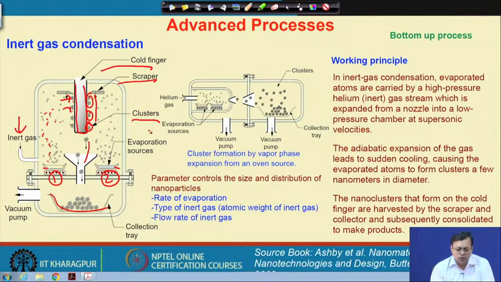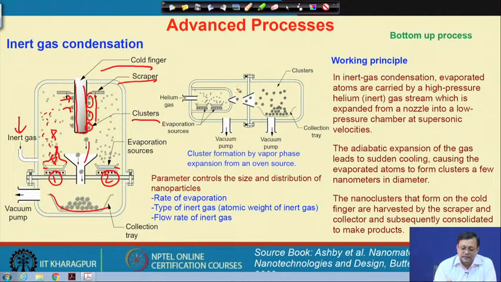We can also modify this kind of inert gas condensation technique, where we pass through a very small orifice, and here the pressure is less than the pressure there. Okay. So, when it goes to a lower pressure region, it will expand, right. From a high pressure to a low pressure, it will expand, and then we will get individual particles in a much better form. Okay. So, that is also a possibility.